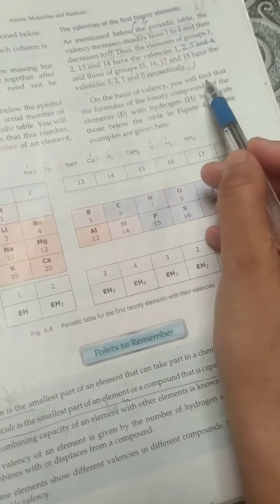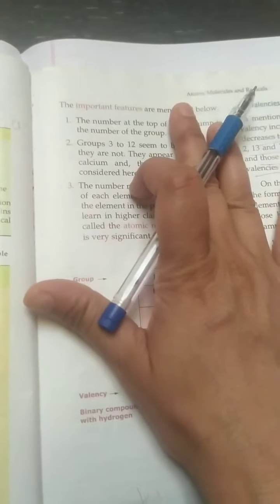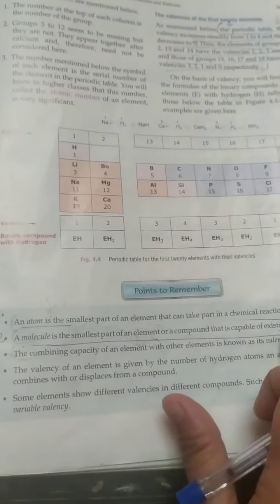On the basis of valency you can find out the formula for binary compounds which we have made in the very first lesson. So you should know the important features and you should know the valency of the first 20 elements. Students, you have to go through these definitions also and these points to remember also.